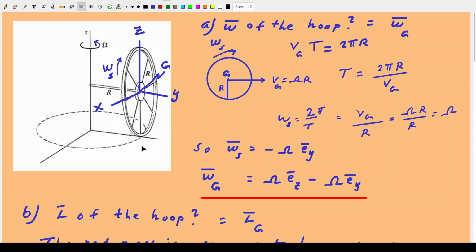So the first question is, what is the omega of the hoop? And that means calculate the omega with respect to the center of mass, the point G, and that is here. And we are allowed to assume that the rod here at the distance r is essentially massless.